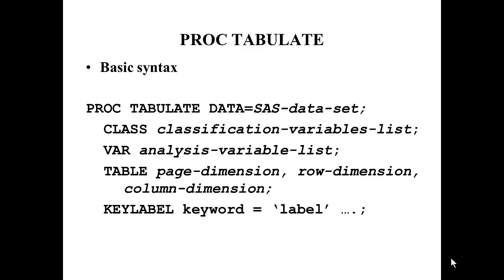The basic syntax for Proc TABULATE: you start with the statement Proc TABULATE and tell SAS what dataset you're going to be using. And then you have a class statement which lists all of your categorical or classification variables. And then you have a var statement if you are using any numeric or analysis variables. And then you have a table statement which is going to define how your table is going to be laid out. And then finally you have a key label statement where you can assign labels to your keywords or column headings.